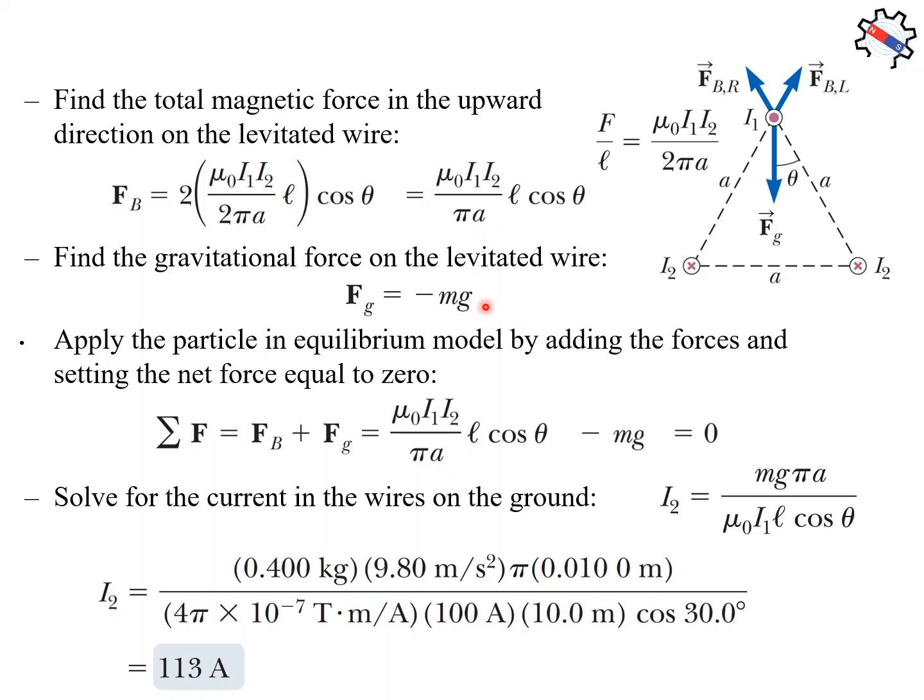Well, the gravitational force here is mg, and the sum of those forces has to equal 0. So we can write that and rearrange for I2. And putting the values in, we get I2 equals 113 amps.